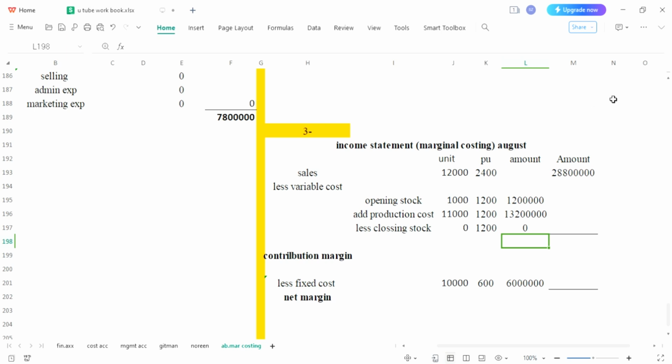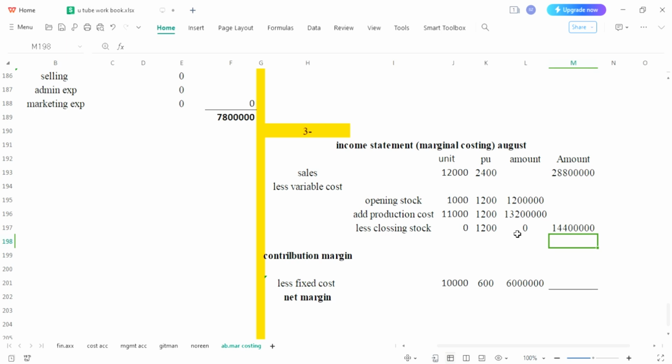Costs are completed. It's time to calculate total variable cost. How? We will follow the signs behind every element. Opening stock, and then we will add. Look over here, we can add production cost 132,000, then we will subtract closing stock, which is actually 0. So we have our total variable cost, which is over here.